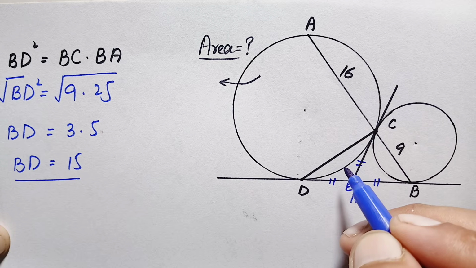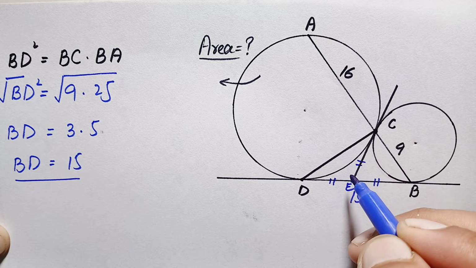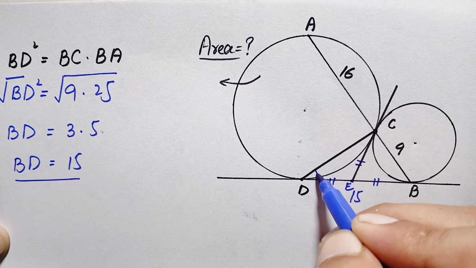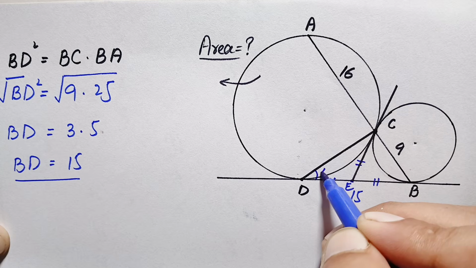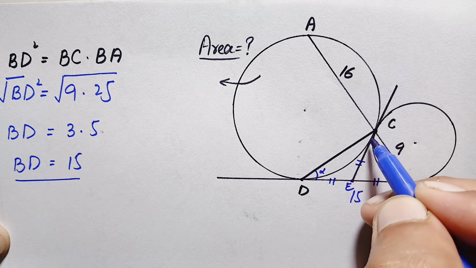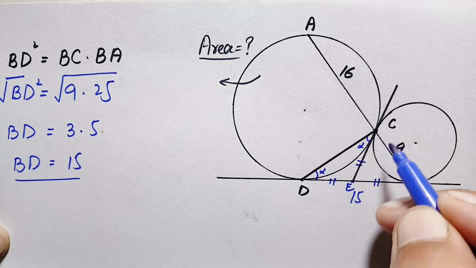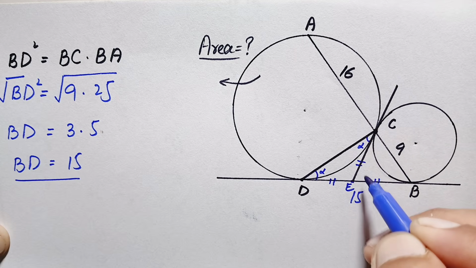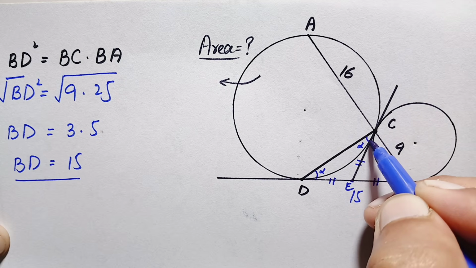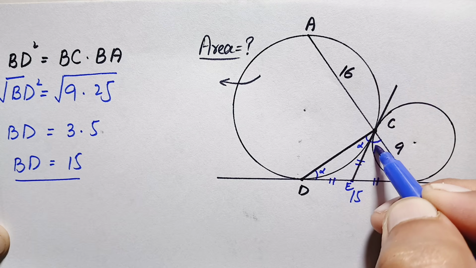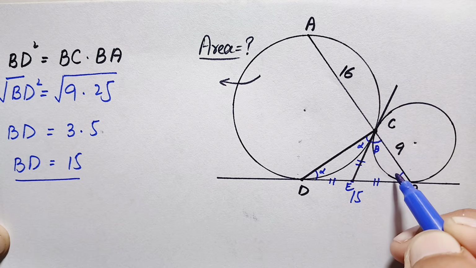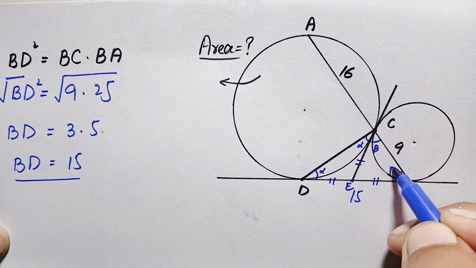Now look at this one triangle. These two sides are equal, so their opposite angles will also be equal. Let us suppose this angle is alpha, and this angle is also alpha. Now look at this one triangle CEB. Here these two sides are equal, so their opposite angles will also be equal. Let us suppose this angle is beta. So this angle will also be beta.